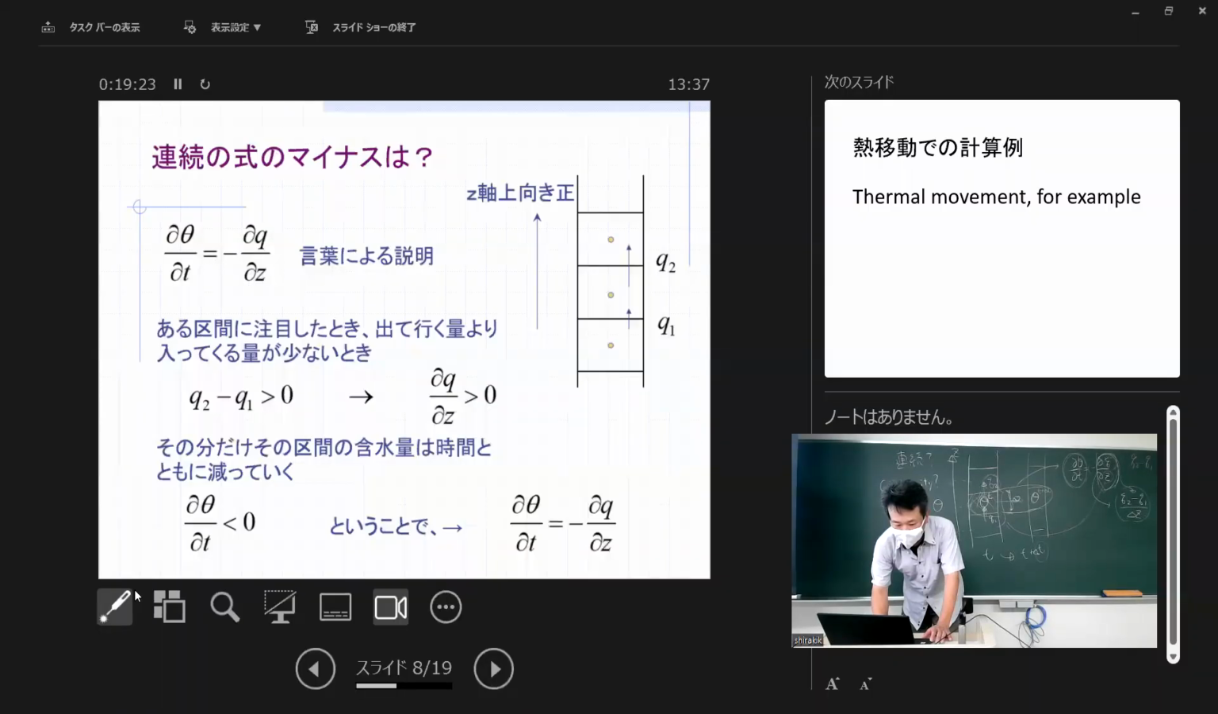I explained the continuity equation and we need minus here. Oh, this figure is very good. We are focusing on this box, and Q2 is the output and Q1 is input. So if Q2 minus Q1 is positive, then at that time, output is larger than input. So theta will be decreased. OK な。This is the continuity equation.